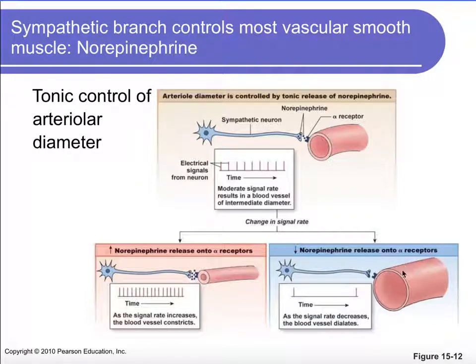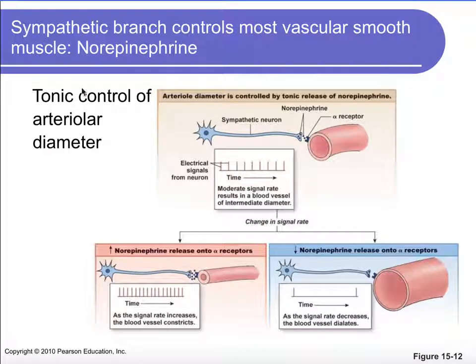When we want the same blood vessel to vasodilate, it's not the parasympathetic that does that. Actually, what we'll do is essentially turn off the sympathetic neuron. And so the action potentials travel few and far between, and as a result, we don't really release a lot of neurotransmitter, and this blood vessel will vasodilate.